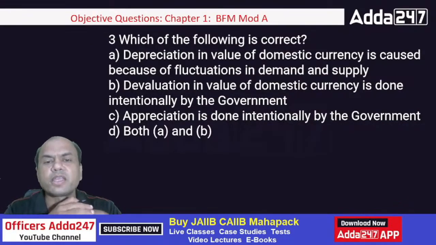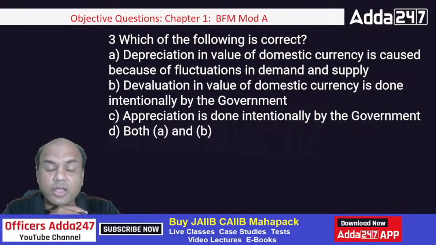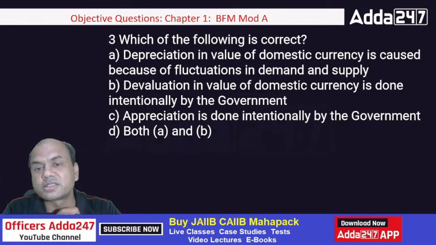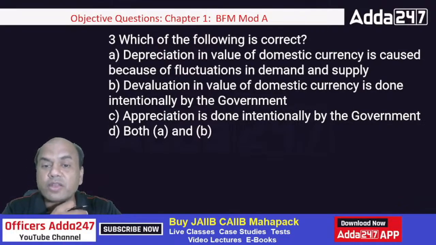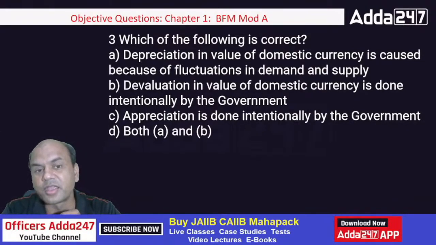Which of the following is correct? Depreciation in value of domestic currency is caused because of fluctuations in demand and supply. Devaluation in the value of the domestic currency is done intentionally by the government. Appreciation is done intentionally by the government. And both A and B.